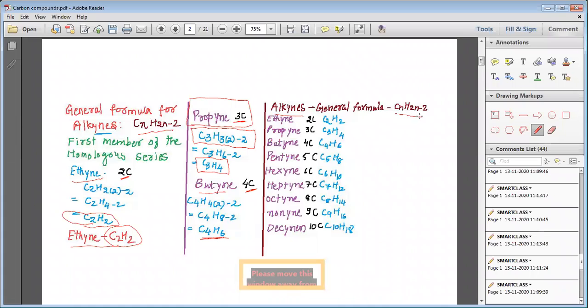The general formula for alkynes is CnH2n minus 2. So we can write ethyne, propyne, butyne, pentyne, hexyne, heptyne, octyne, nonyne, and decyne. Same way, eth means 2 carbons, prop means 3 carbons, but means 4 carbons, pent means 5 carbons, hex means 6 carbons, hept means 7 carbons, oct means 8 carbons, non means 9 carbons, dec means 10 carbons. And that is why we can write ethyne C2H2, propyne C3H4, butyne C4H6, pentyne C5H8.